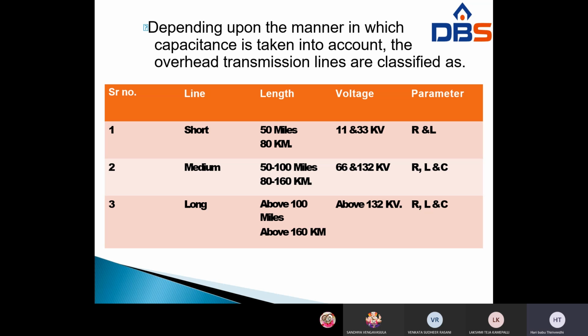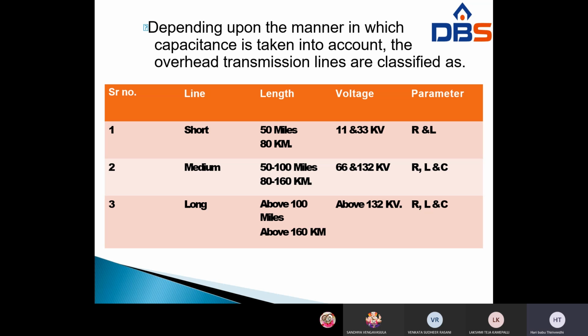Next, medium transmission lines. When the length of the overhead transmission line is about 50 to 150 kilometers, and voltage is moderately high, that is greater than 66 kV or 132 kV, it is considered a medium transmission line due to sufficient length. Here length is 80 to 160 kilometers, right?